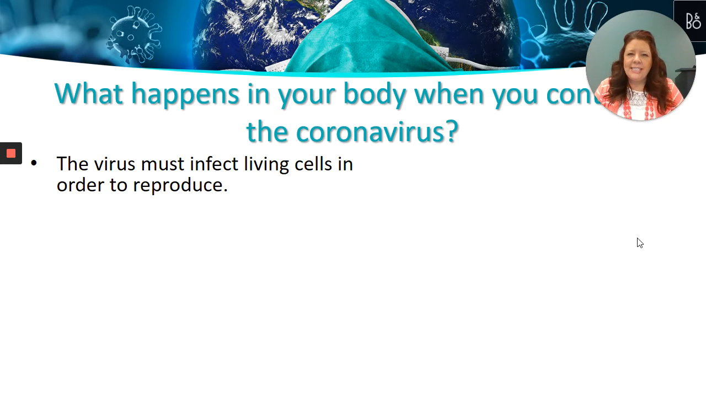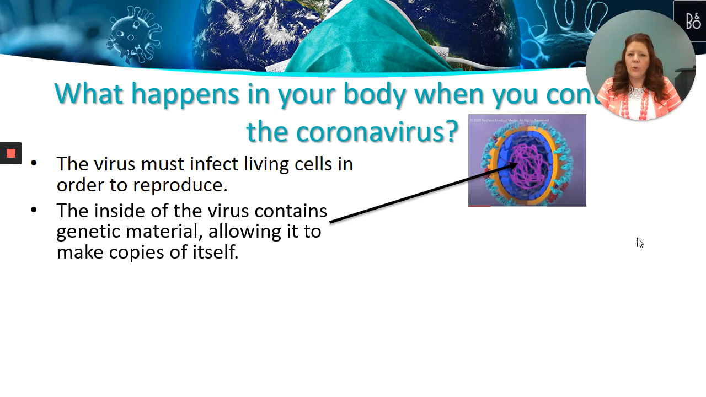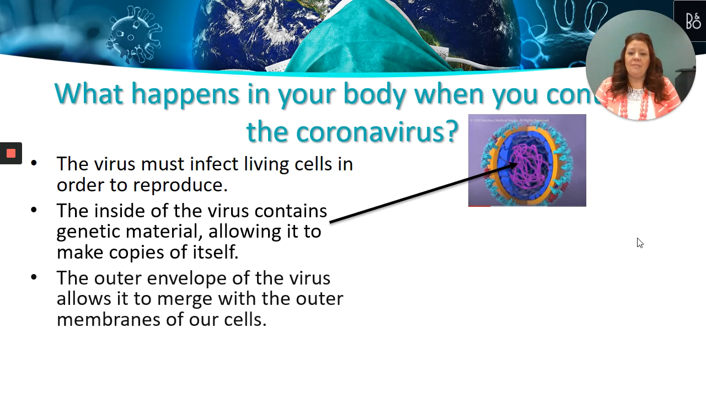So what actually is happening in an individual's body that contracts the coronavirus? Let's go through that process a little bit. I think it's nice to get back into that pathophys piece and get an idea of what's actually happening and wreaking havoc in these bodies because of this virus. What happens is the virus has to infect living cells in order to reproduce. So the inside of the virus itself, we looked at that picture before and you see it here again, it has that outside with the spike glycoproteins. Well, inside of the virus, it actually contains genetic material that allows it to replicate or make copies of itself.